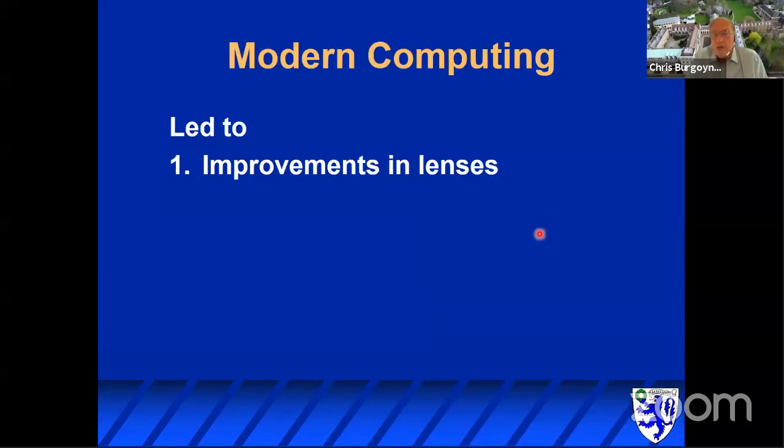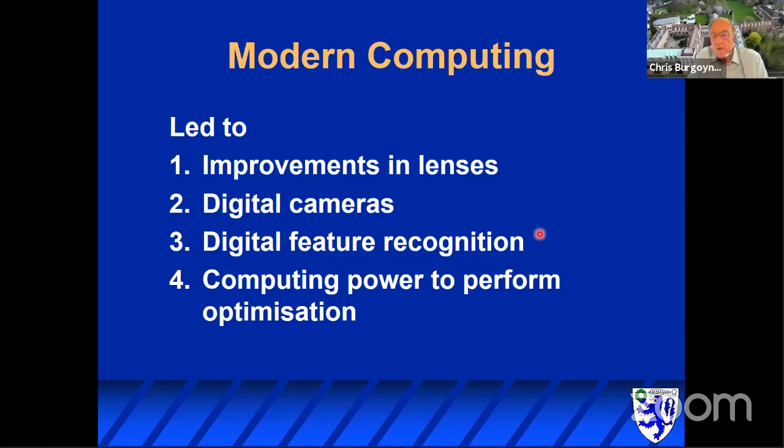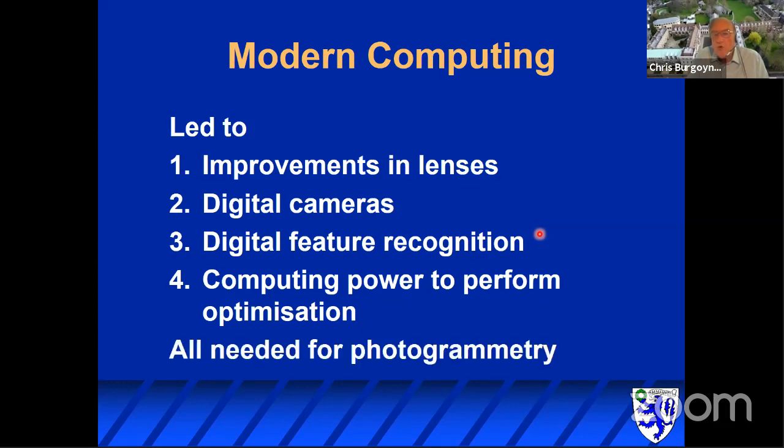But there have been developments in recent years. Modern computing has led to immense improvements in lenses. Now, this took place in the 1960s and 70s. So this is back in the days of film cameras. Of course, we have digital cameras, which can now take the photographs. We have computer programs that can recognize features within the images. And we have computing power to perform the optimization that is required, which I'll describe in a moment. And all of these are needed for photogrammetry.